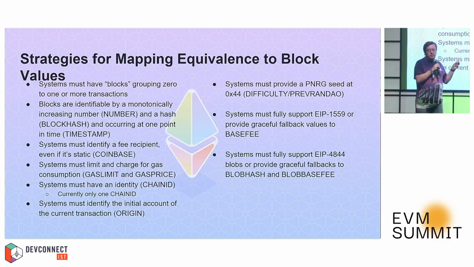The values on the left here are just listing some of the easier ways of how you could map some of the systems. There are systems that don't have blocks that have sequences of transactions. So there's ways you can emulate it by using your transaction position to create a hash, and also the timestamp and the number, but some of the more interesting ones are on the right.